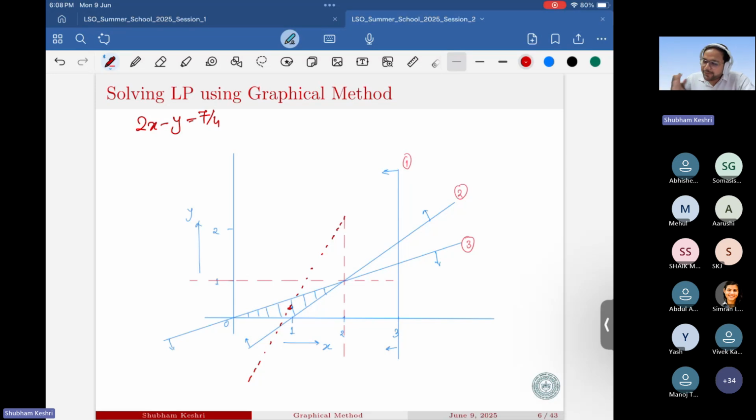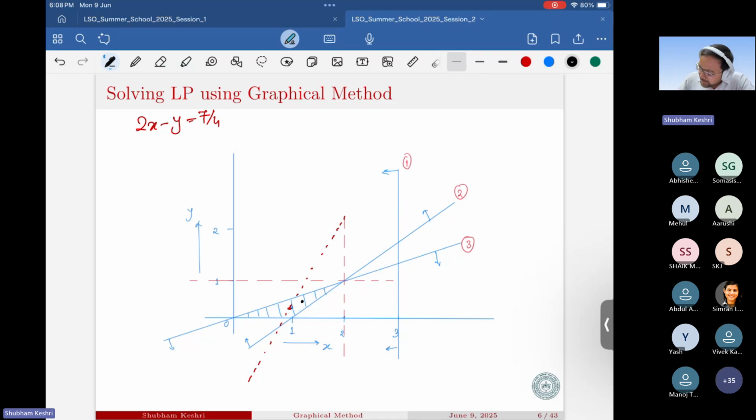Now, if you take any point to the left of this line or the right of this line, you will know whether the objective function value is decreasing or increasing. So suppose we take a point at this end, and again we plug that value into the objective function.